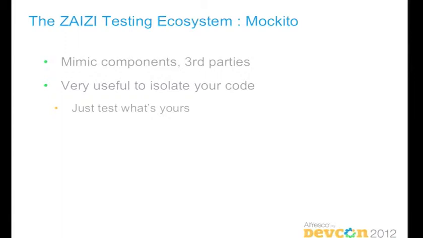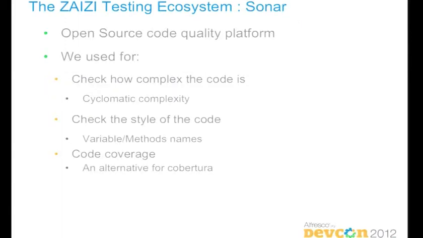Okay, next one. We have Sonar, which is an open source code quality platform, which allows us to check several code quality criteria, but we use it in two or three different ways, okay? Basically, this is another plugin of Maven. So using a Maven command, we run an operation that executes some code analytics and posts the data into the Sonar database.